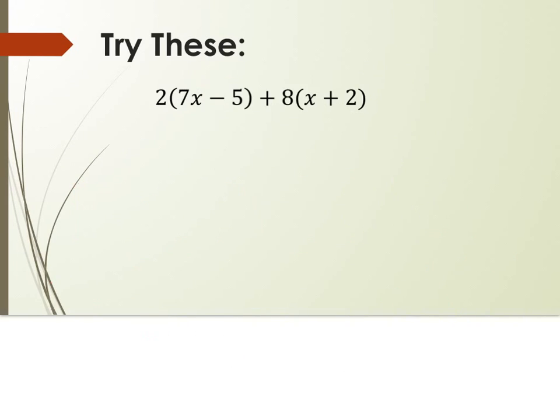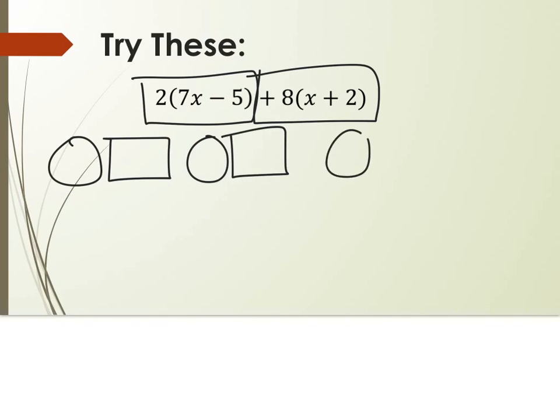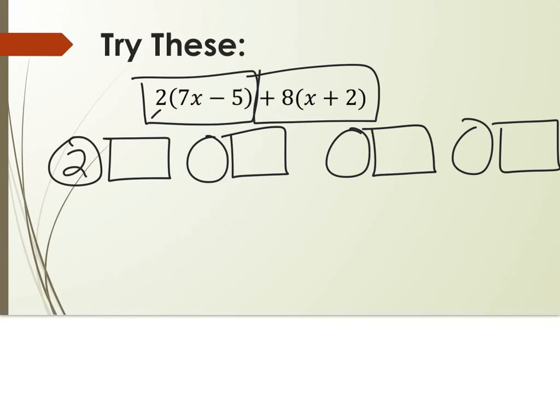2 times the quantity of 7x minus 5 plus 8 times the quantity of x plus 2. Again, we have 2 sections to distribute, and I will do a circle, square, circle, square, circle, square, circle, square. We are sharing the 2, so that goes into the first set of circles. 7x is brought down, and a negative 5 is brought down. We have a positive 8 shared in these circles. The x is brought down, and a positive 2.